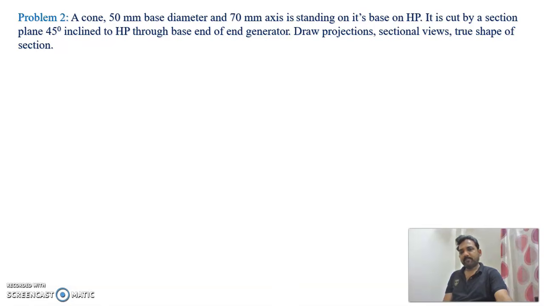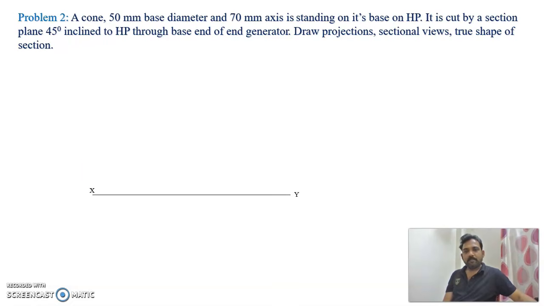As I always say, read the problem twice or thrice and interpret the data properly. A cone of 50 mm base diameter and 70 mm axis is standing on its base on HP. It is cut by a section plane inclined 45 degrees to HP through the base end of the end generator. Draw projections, sectional view, and true shape of section. Let's do it. So draw the XY axis.